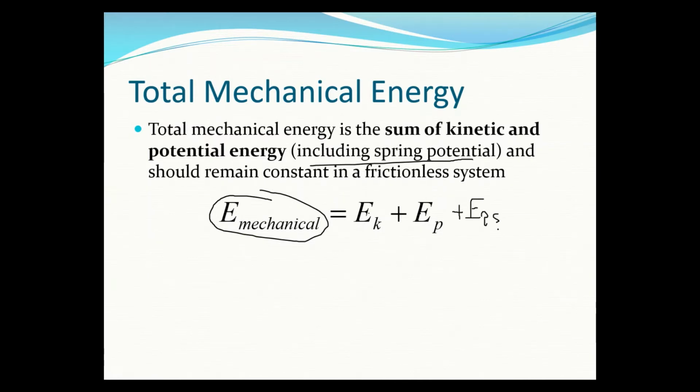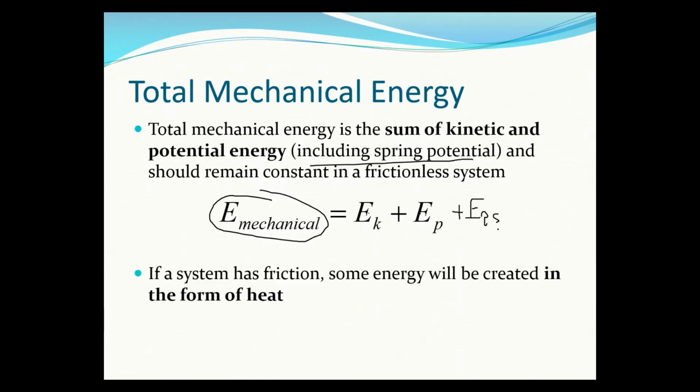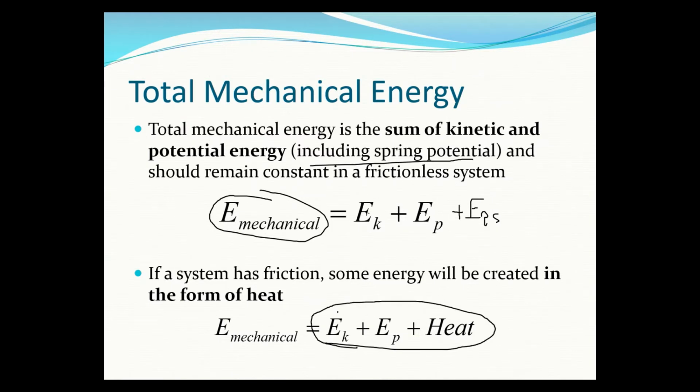If there is friction, you're going to lose some energy in the form of heat, right? So if the system has friction, some of the energy will be created in the form of heat. So we can still look at it the same way, but we need to include heat as part of our mechanical energies. We have kinetic, we have potential, and we have heat here. Okay, and we don't really have a symbol for heat. We just write heat out because heat is a form of energy.